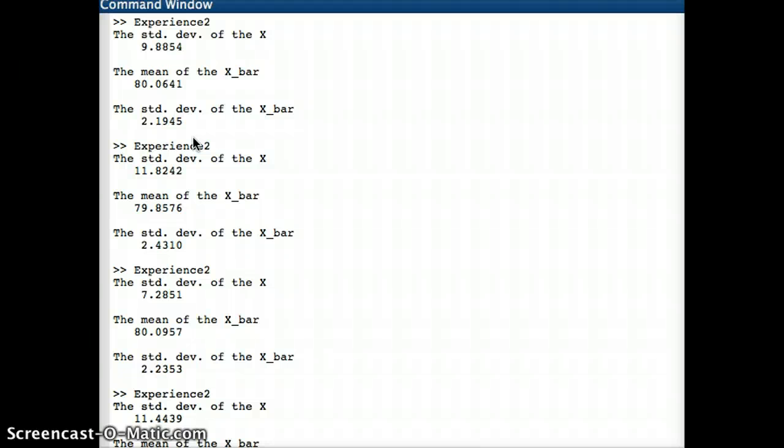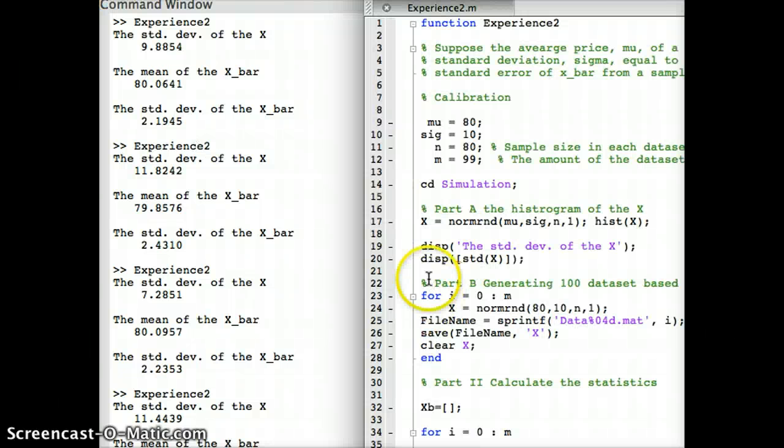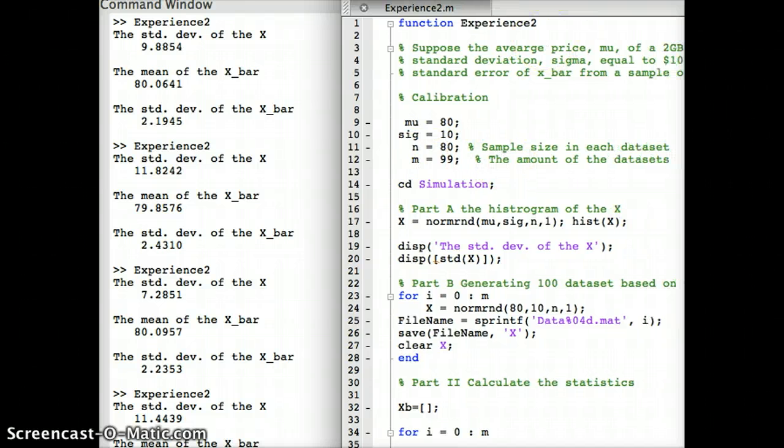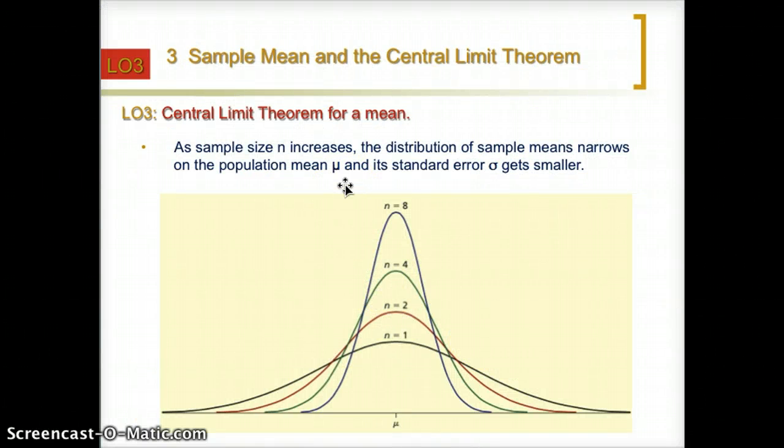So what we can learn from this part is that when n increases, sigma will always decrease. But when m, the amount of the data size, increases, it is very hard to see whether sigma will increase or decrease. So that is a part you may be confused about.